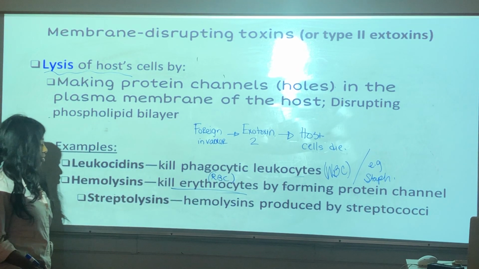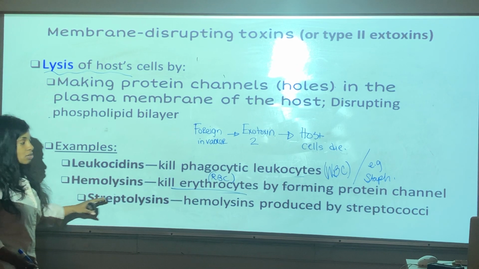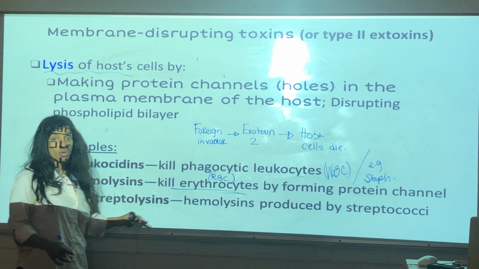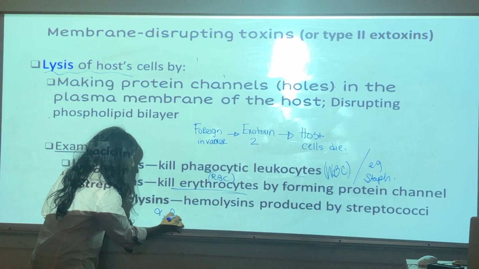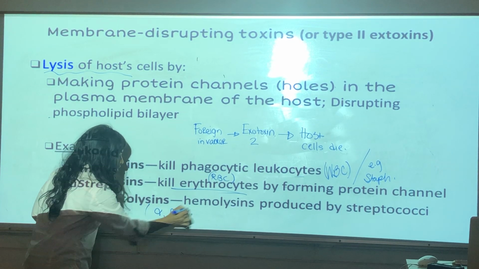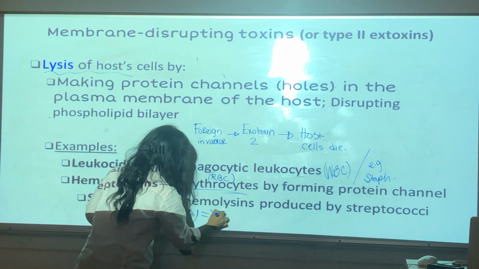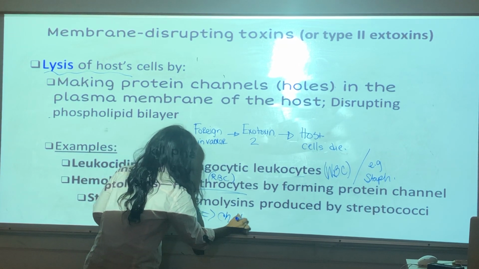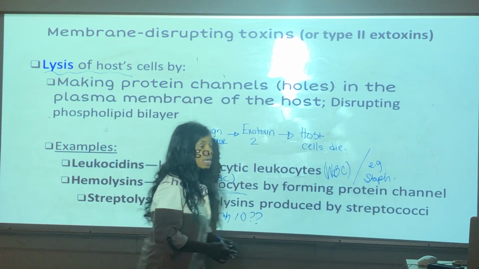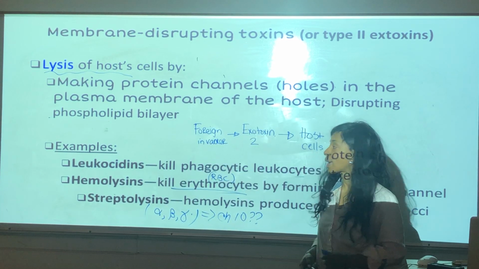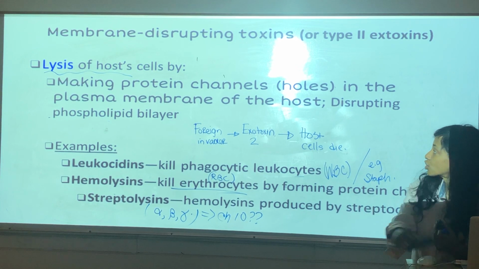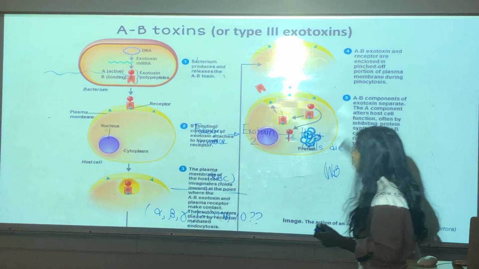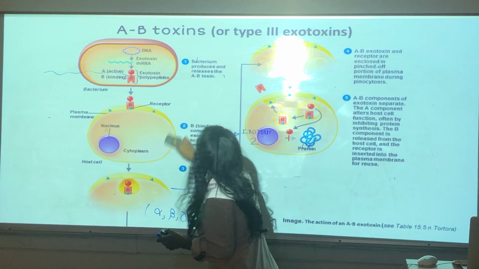Erythrocytes, red blood cells. And streptolysins make hemolysins. Remember, these can make different hemolysins: alpha, beta, and gamma. It's a good idea to go back to chapter 10 and review which streptococci make what hemolysins. We have one more exotoxin, and that's exotoxin number 3.